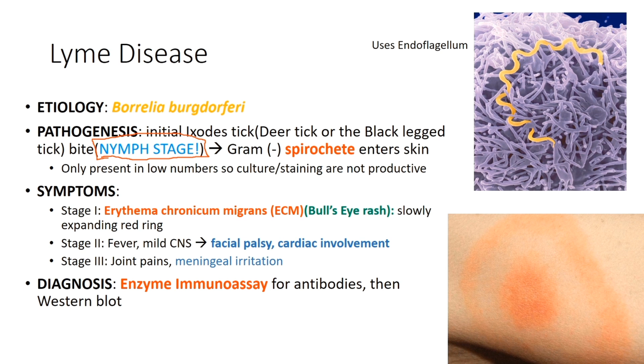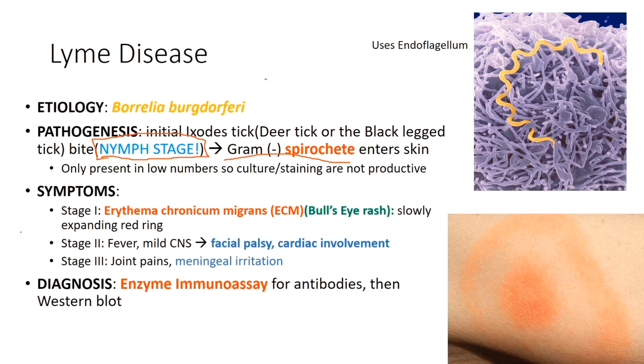nymph stage, which is a little speck, like that big, or even smaller. If you can see this little speck up here, that's how big it actually is. It's very tiny. It is a gram-negative spirochete, and it enters the skin through the nymph bite. The nymph has to stay attached for 36 to 48 hours in order to transmit it. It comes through the nymph's saliva into the skin and then causes infection.